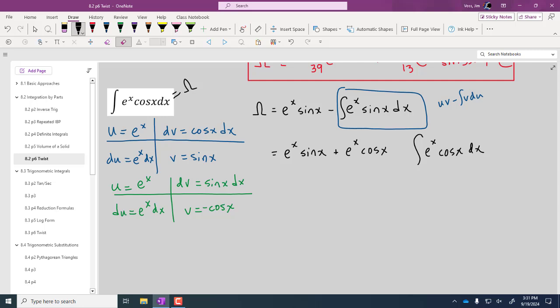Okay, so there's our UV. And then we have minus the integral of V du. But this minus here distributes and makes it plus the integral of V du. And we look down here, the integral of V du is negative. So that means that this is going to stay negative right there. Does that make sense?